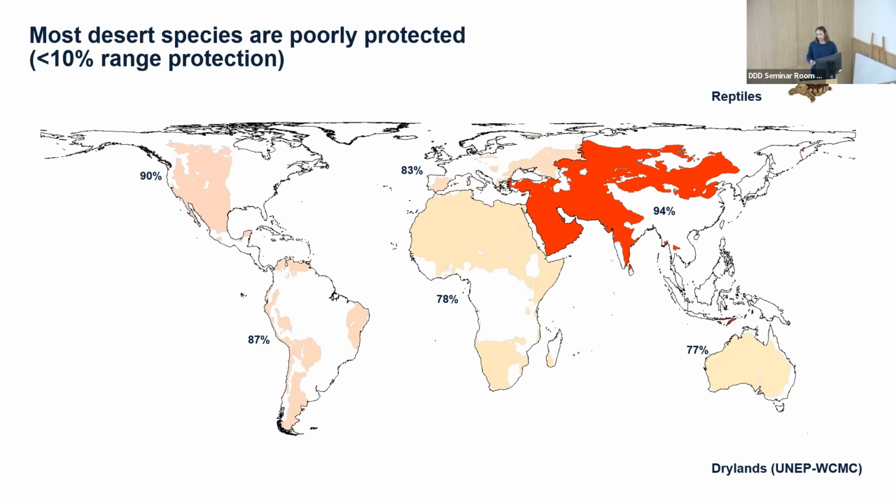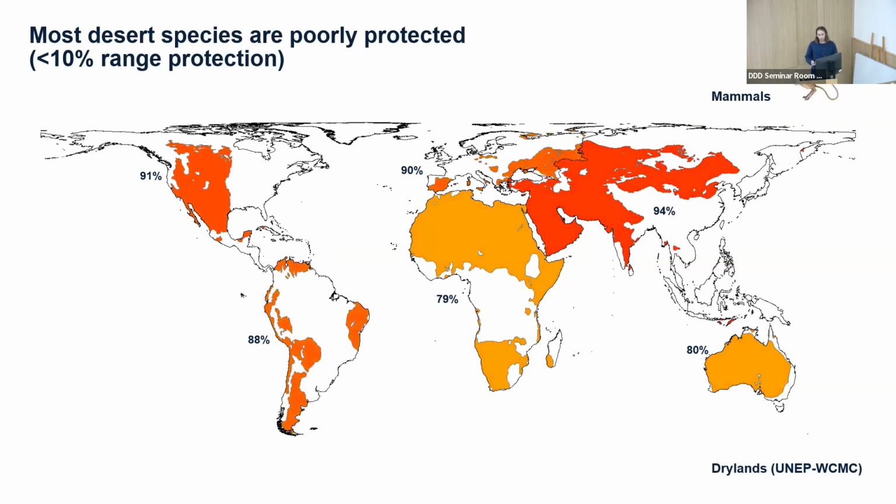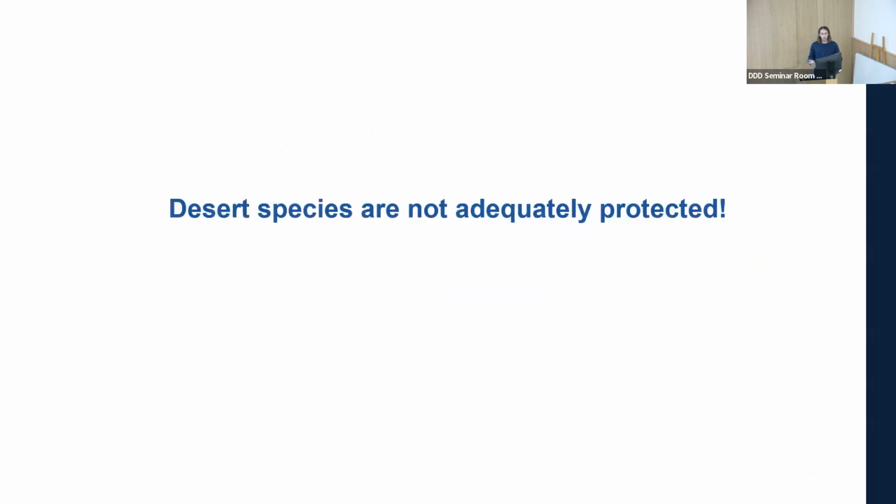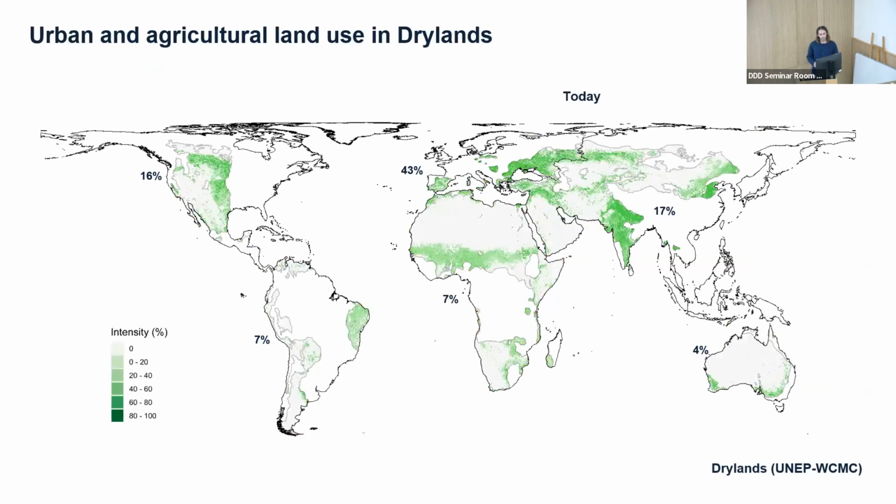And again, we repeat these analyses for amphibians, birds, and mammals, showing the proportion of species by continents in drylands that have less than 10% of their range protection. And the vast majority of them are underprotected. And this includes a significant number of species with 0% protection and also desert endemic species found nowhere else. Desert species are not adequately protected.